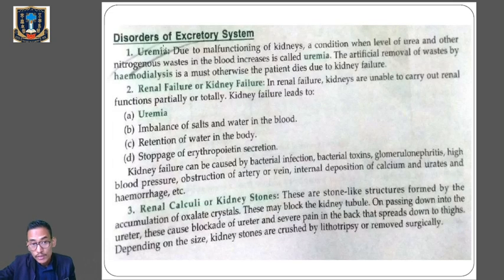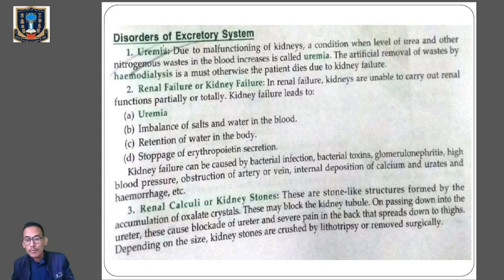Now let's talk about the disorders of the excretory system. First one is uremia. Okay, so uremia means an increase in the concentration of urea. Due to malfunctioning of the kidney, whenever the kidney functions abnormally, the concentration of urea will keep on increasing, and that particular disorder is called uremia. So the condition when the level of urea and other nitrogenous waste in the blood increases is called uremia.